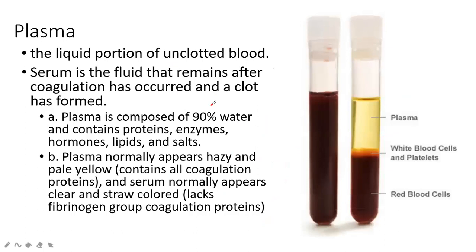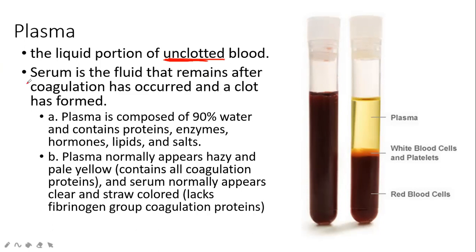As I have mentioned, plasma is the liquid portion of your unclotted blood. For example, if you extract blood from a patient and put it in an anticoagulated tube like EDTA, when you centrifuge it, the formed elements settle below, and then you will find your plasma, the liquid portion. Again, plasma is the liquid portion of your unclotted blood, and you will get this unclotted blood if you put your sample in an anticoagulant like EDTA. We also have your serum.